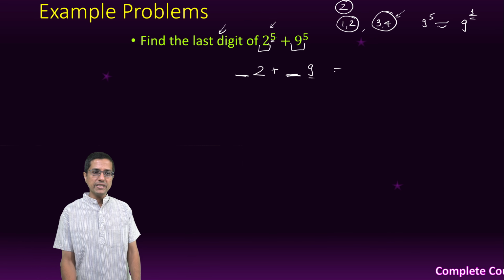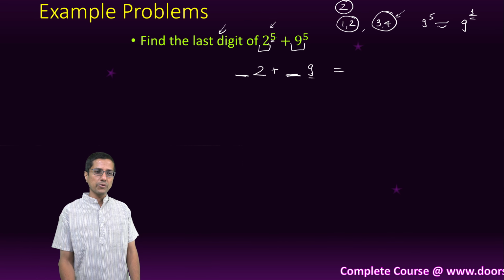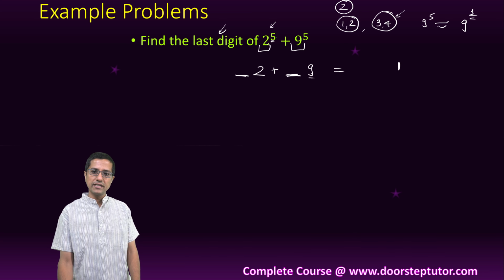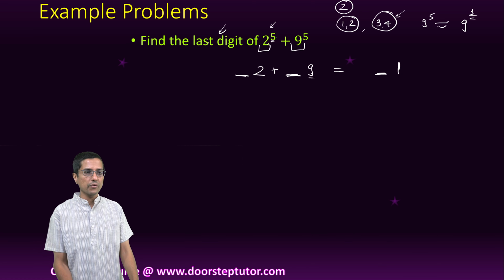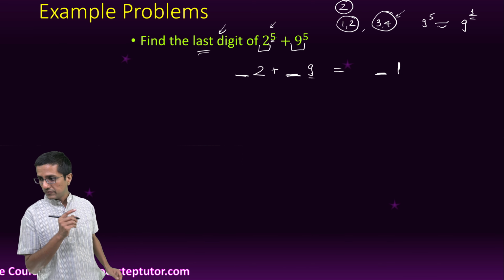Now if you compute this, the last digit would come out to be 9 plus 2, which is 11, so 1, and then there would be some other digits which we are not even worried about. We are only worried about the last digit.